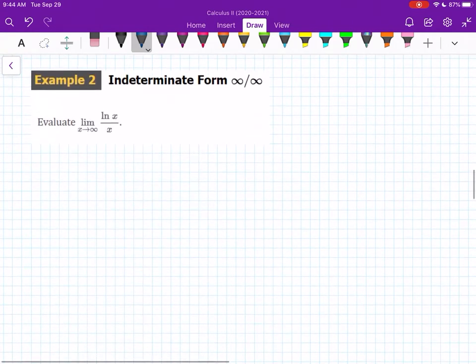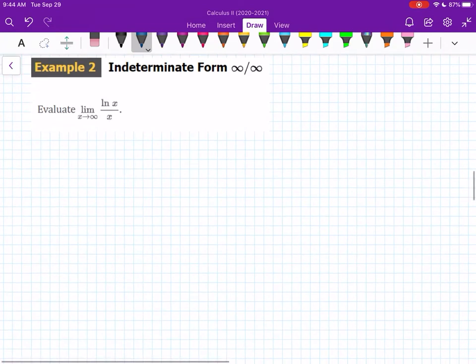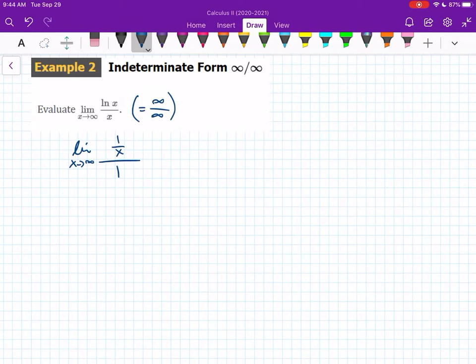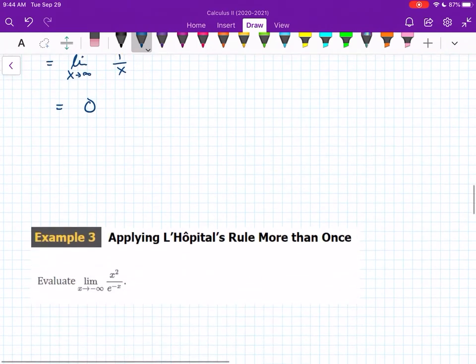Next, intermediate form of infinity over infinity. So the limit as x approaches infinity of the natural log of x is infinity, and the limit as x approaches infinity of x is infinity. So I have that. So that shows my next step is L'Hopital's rule. So I take the derivative of the numerator, which is 1 over x, and the derivative of the denominator, which is 1. Simplify. I have the limit as x approaches infinity of 1 over x, which is 0. Fantastic. These are going well.